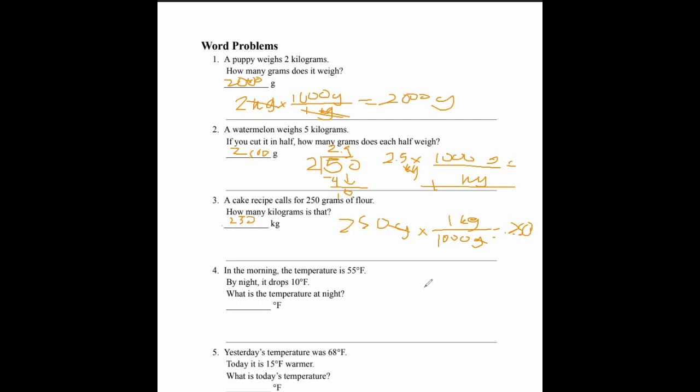In the morning, the temperature is 55 degrees Fahrenheit. By the night, it drops by 10 degrees Fahrenheit. What is the temperature at night? It drops by 10, so it'd be 45 degrees Fahrenheit. Yesterday's temperature was 68 degrees Fahrenheit. Today, it is 15 degrees warmer. 68 plus 15: 8 plus 5 is 13, carry the 1, and it's 83. 83 degrees.